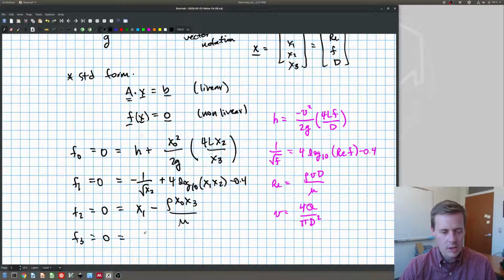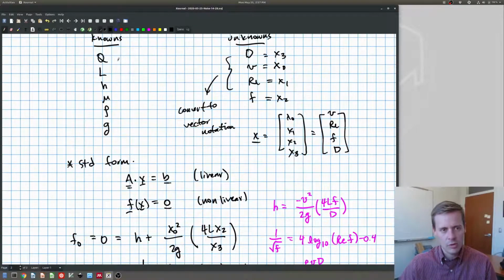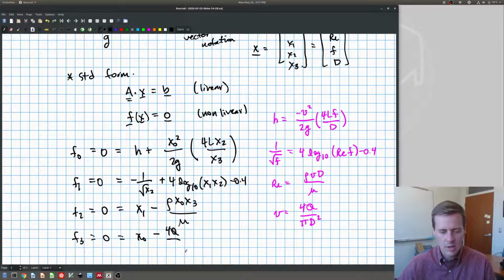Now I've got the velocity, which I said was x0, up there. So x0 minus 4q. Q is a known. Remember, that's the flow rate, that's my first known I set up there. And then pi, and then d is x3 squared. So now those are my 4 equations.